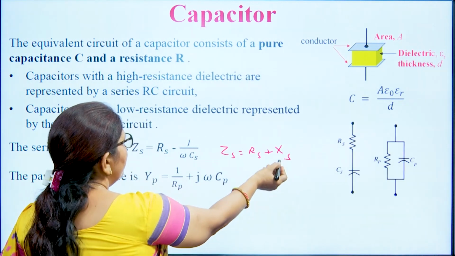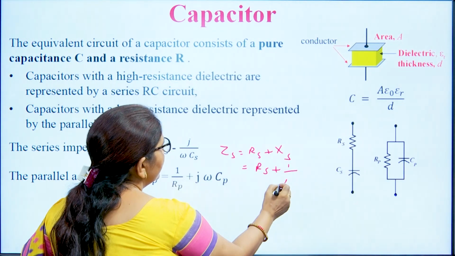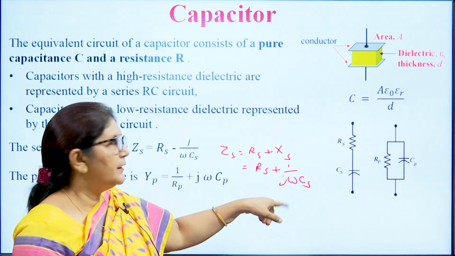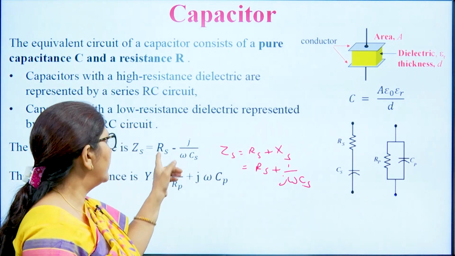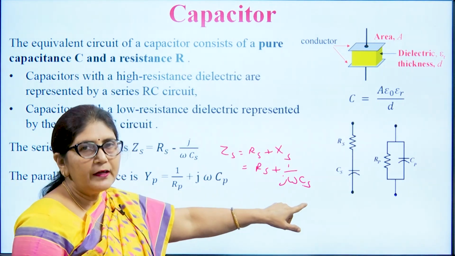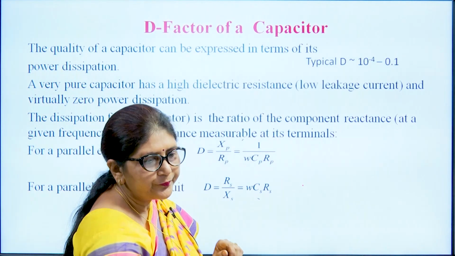So, that means when we place, Xs is equal to Rs plus 1 by j omega Cs. By multiplying j in numerator and denominator we will get this value. Similarly, here Yp is equal to 1 by Rp plus 1 by X. By placing this value we will get this equation.